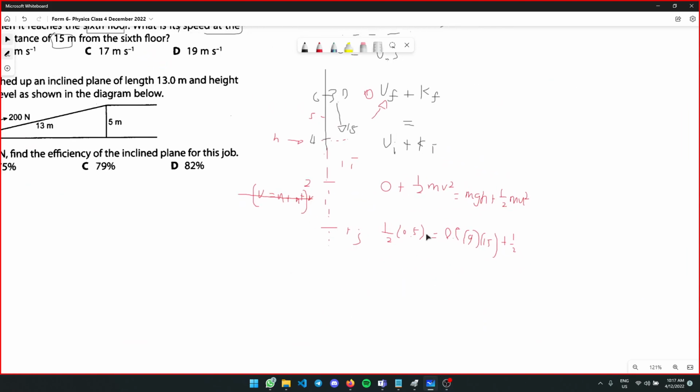So this is how you do it. Half m u squared. Since they give you the initial velocity, they also give you the initial mass. Your mass is constant at 0.5. They give you the initial velocity, and with theta you can get the value in your calculator. It should be around 17.42.